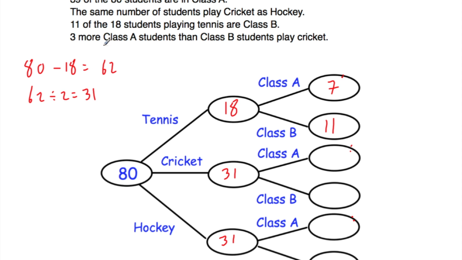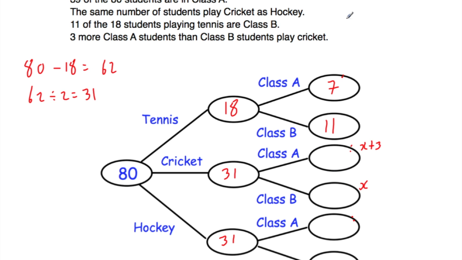Next, we're told that 3 more Class A students than Class B students play cricket. So if we have a look at our 31 students playing cricket, we know that there's 3 more from Class A than there is from Class B. In other words, this number is 3 greater than that number. So if we call this one X and this one X plus 3, they will add together to be 31.